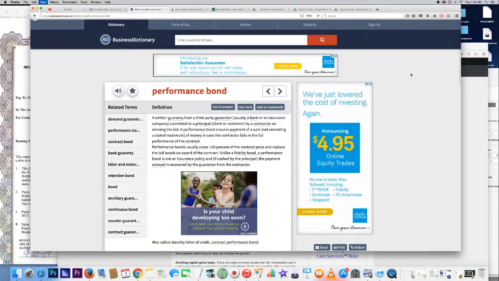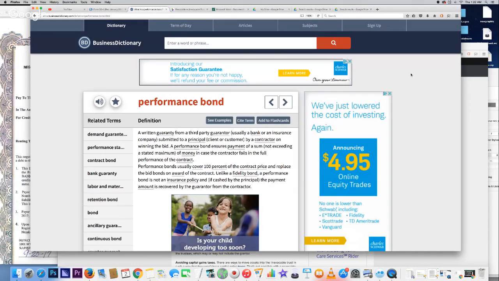Those of us looking to become private bankers and stuff like that, we gotta understand what performance bonds are. Now, a written guarantee from a third party, usually a bank or an insurance company, submitted to a principal, which is a client or a customer, on winning the bid of a contract. A performance bond assures payment of a sum not exceeding the stated maximum of money in case the contractor fails in full performance of the contract.